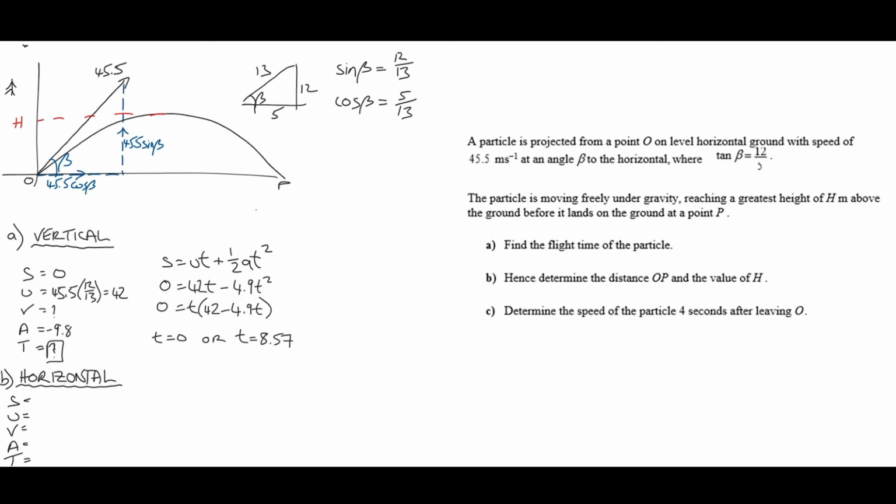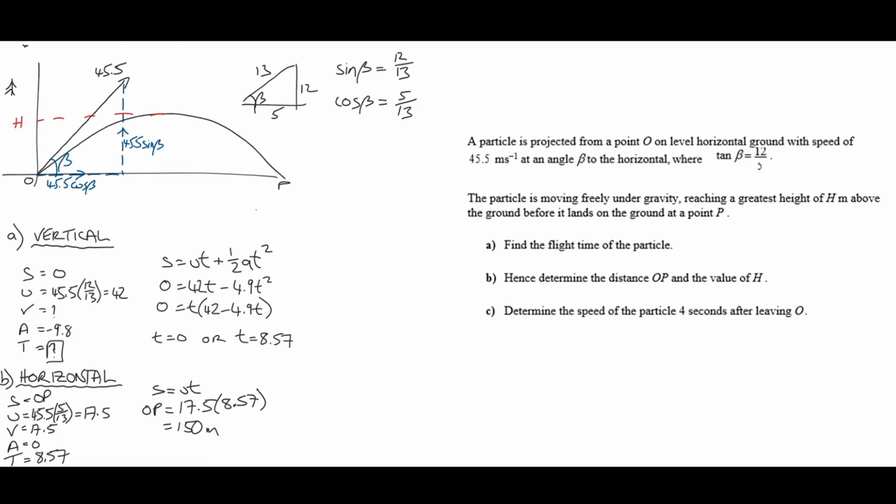The initial horizontal velocity is 45.5 cosine beta. So that's 45.5 times 5/13, which gives us 17.5. We know that when looking at the horizontal components, the initial and final velocity are the same because there is no acceleration. And we're going to set the time to 8.57. Okay, so the formula to use is always the formula for the horizontal displacement, is u times t. So we want 17.5 multiplied by 8.57. And in the calculator, that gives us 150 meters to 3 significant figures.